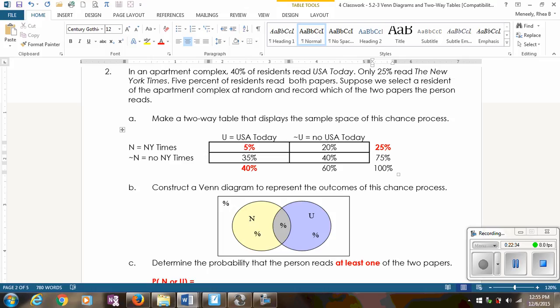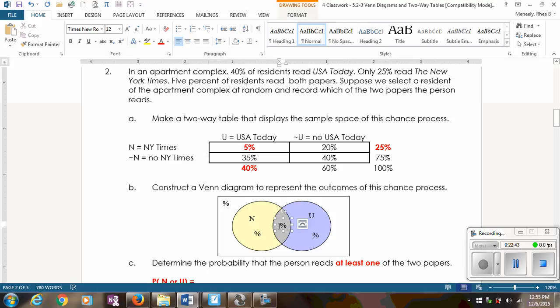If you want to now translate this into a Venn diagram, the overlap between the two circles is going to represent where they read both papers, and we know that's going to be 5%. If they read USA Today and not the New York Times, that's going to be 35%, and that's going to correspond to this circle right here. If they read the New York Times but not USA Today, that 20% is going to go right here. And the 40% that read neither is going to be on the outside of both circles. And again, if you add everything up, there's 40, 50, 60, it's going to be 100. That gives us the rest of our 100%.